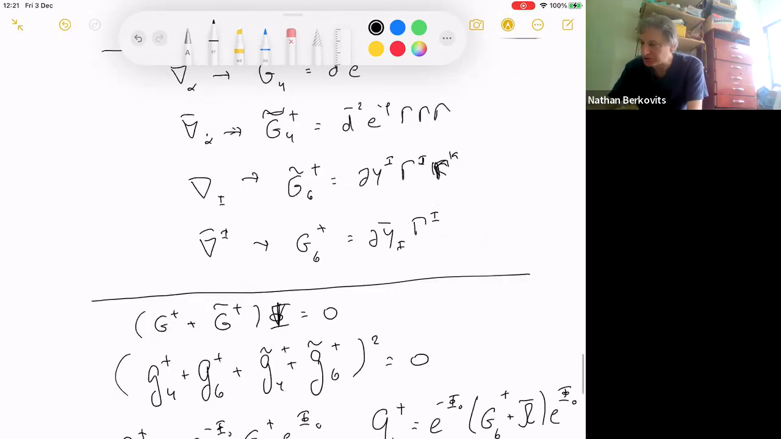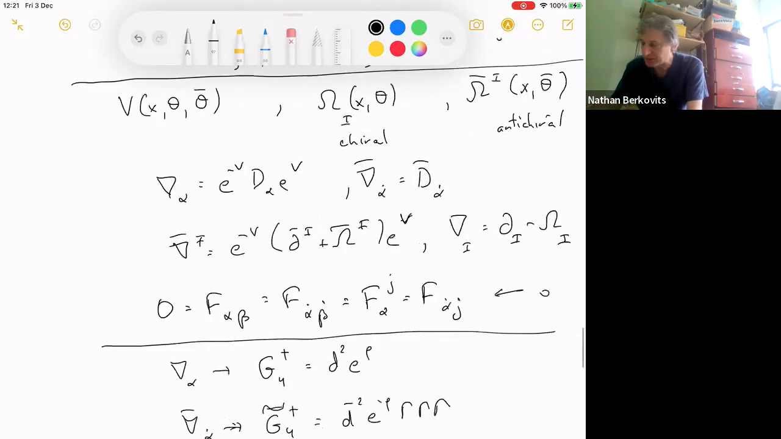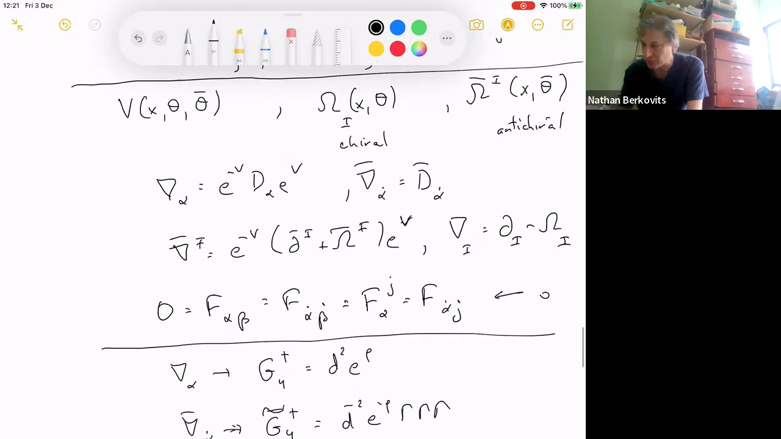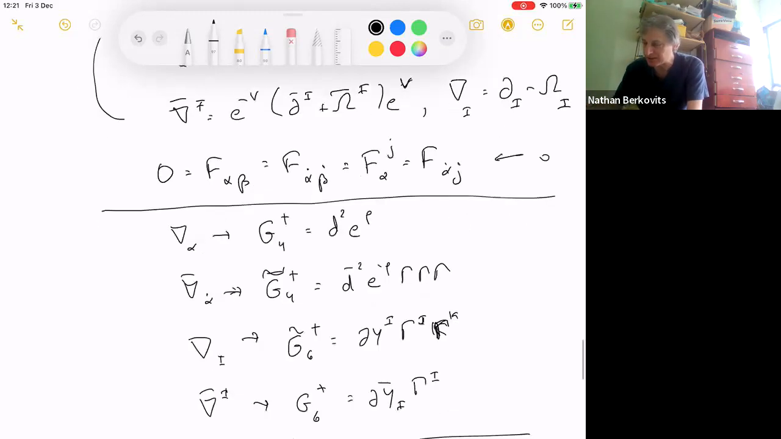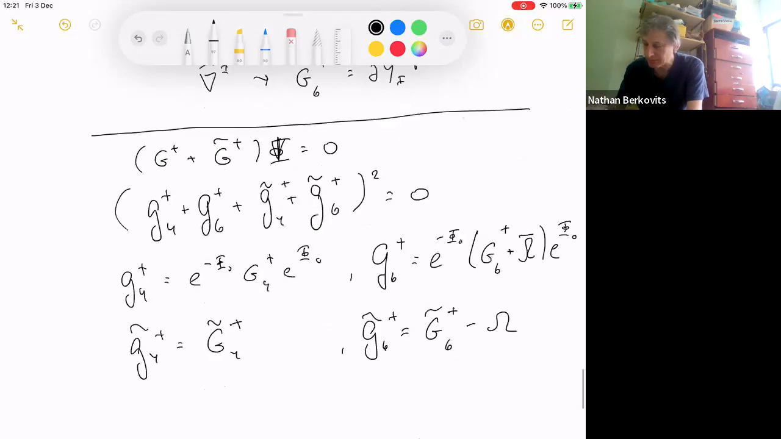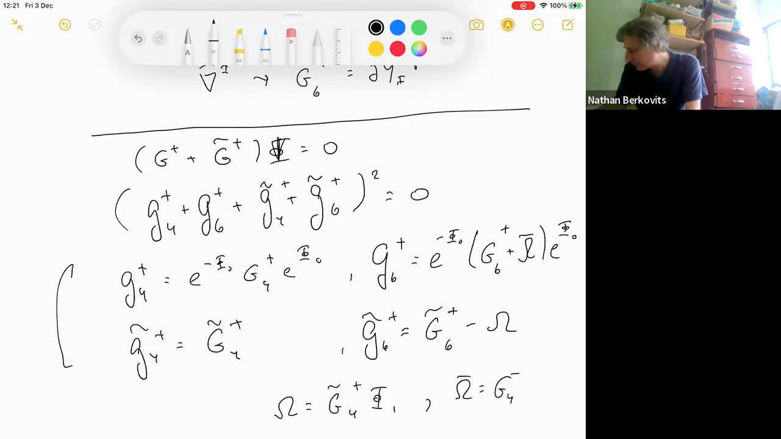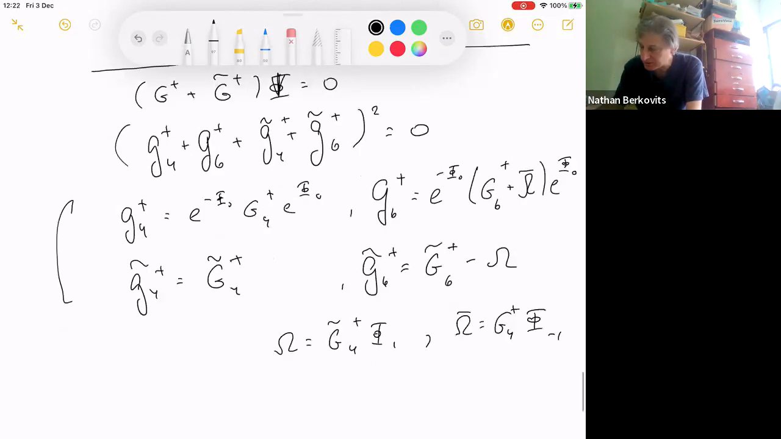So the point is that, sorry, the slides are far away, but the idea is that these four operators get translated into these four operators, where omega is equal to G tilde 4 plus phi 1, and omega bar is equal to G4 plus phi 1. So this is supposed to be thought of as chiral because it's annihilated by G tilde 4 plus, and this is anti-chiral.